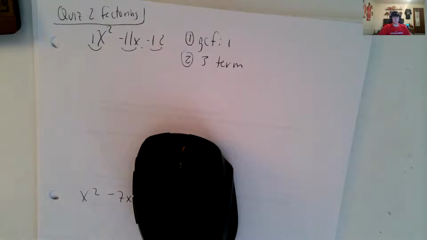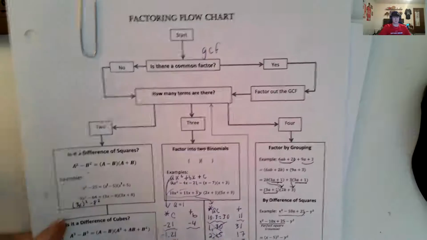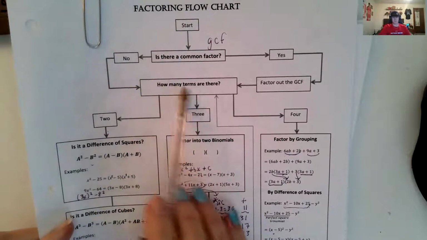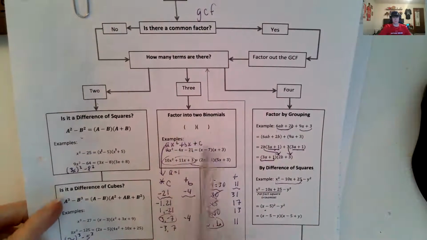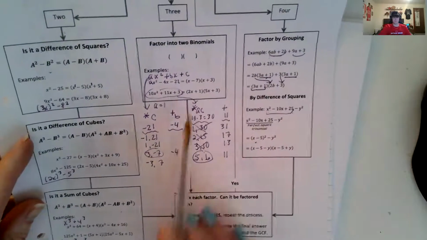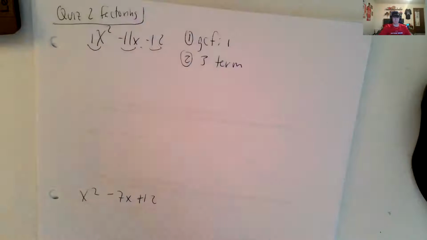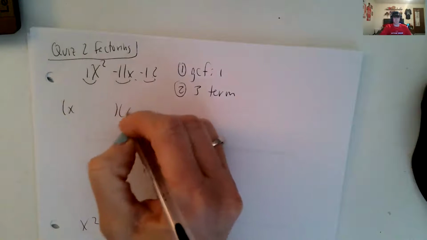Okay, so we go to our factoring flow chart and we ask ourselves, what are the possibilities for 3 terms? We said there's no other common factor. How many terms? There's 3 terms. And so my only option is going to be 2 binomials. It might look like something like this, x minus 7 and x plus 3. That's what we're envisioning, because the only way to make an x squared is an x times an x.